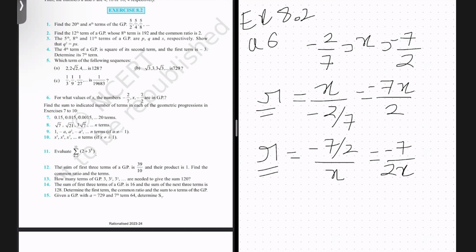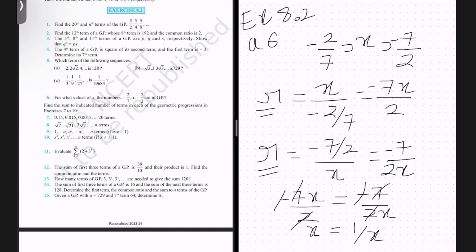So I'm just going to equate the common ratios, because I now have 2 different formulas for the common ratio. So minus 7x by 2 is equal to minus 7 by 2x, right? Minus gets cancelled, 7 gets cancelled, 2 and 2 get cancelled. What I finally have is x equal to 1 by x. Correct.